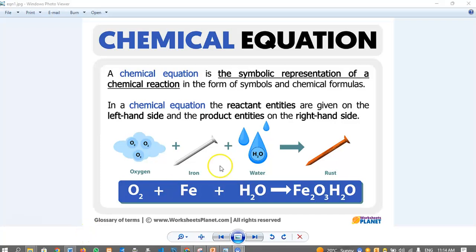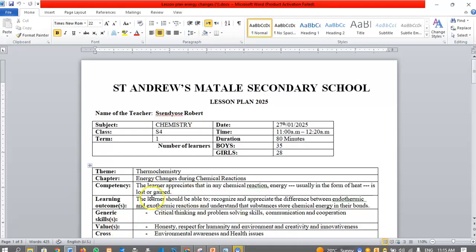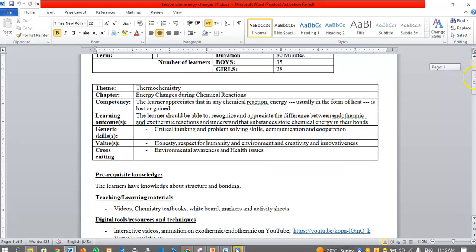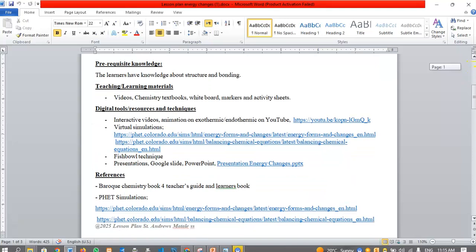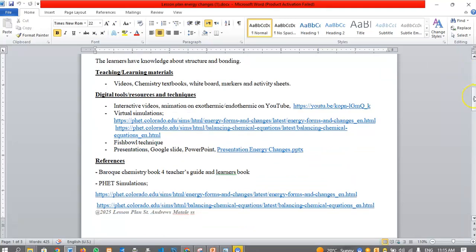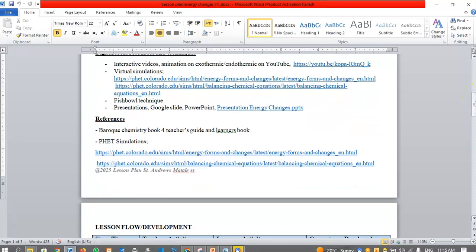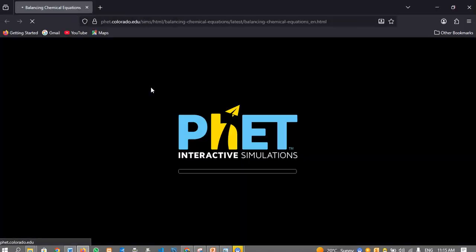I'm going to get my software from my lesson plan. I have already compiled my lesson plan, where I'm linking my links for my learners to understand and further research. So I'm looking at the software which can balance the equation. This is the software which is balancing the equation.